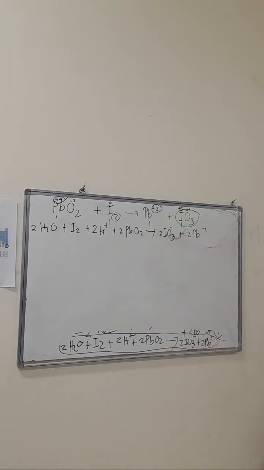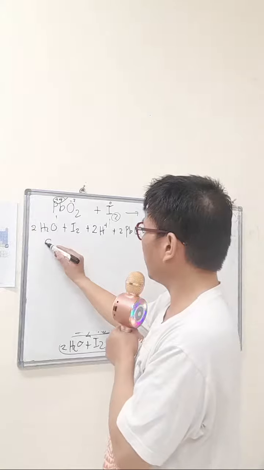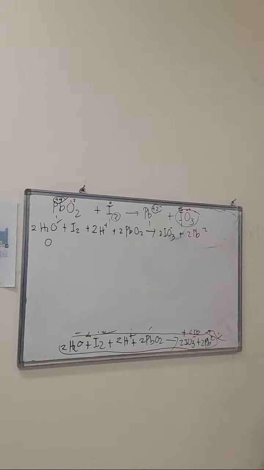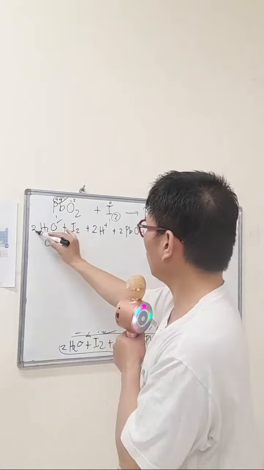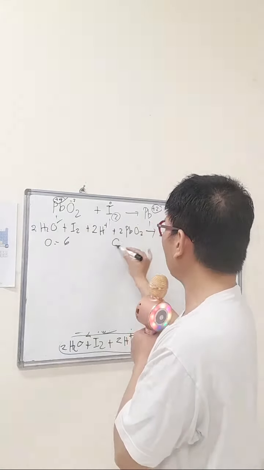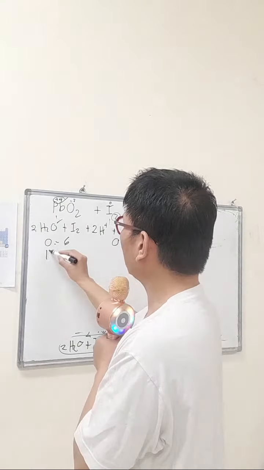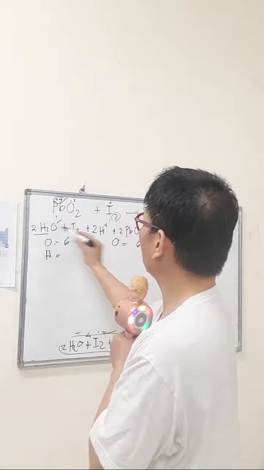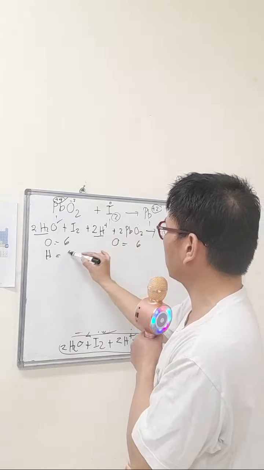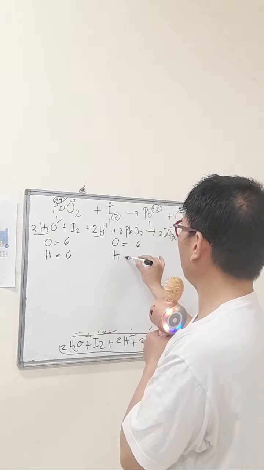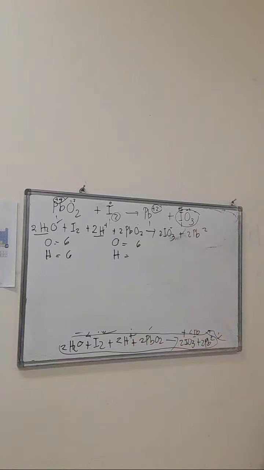Now, balance first the oxygen. Oxygen individually. Oxygen on the left is going to be 2 plus 4, 6. Oxygen on the right, 2 times 3, 6. And then hydrogen. Hydrogen on the left, 4 plus 2 is 6. Hydrogen on the right is also 4. So balance, plus 2, 6.